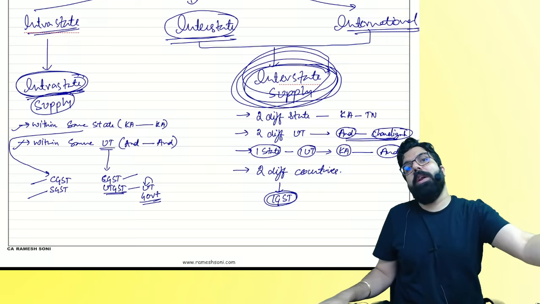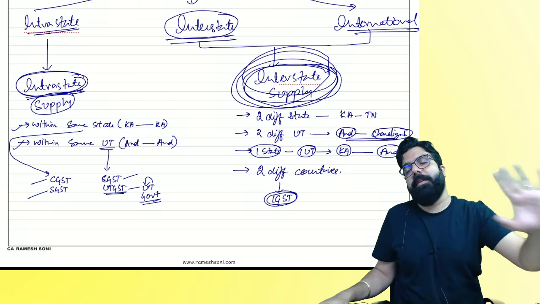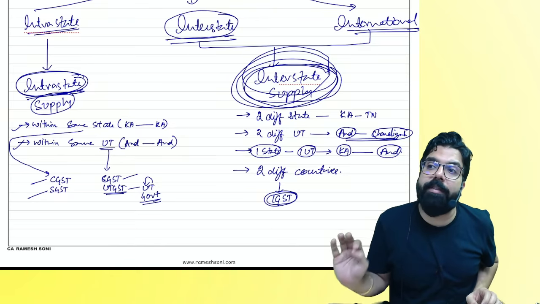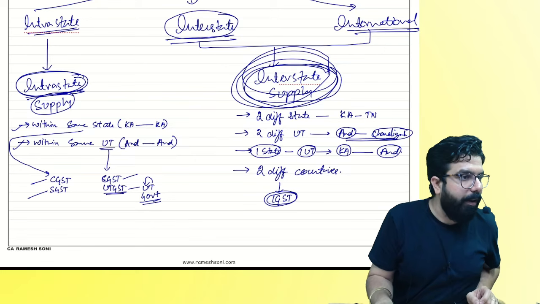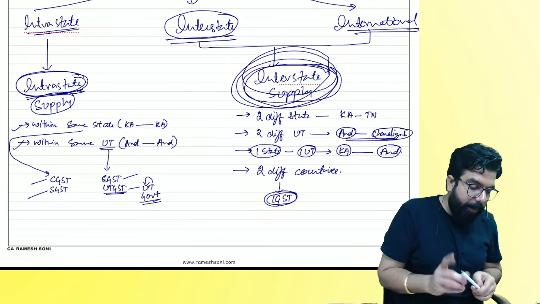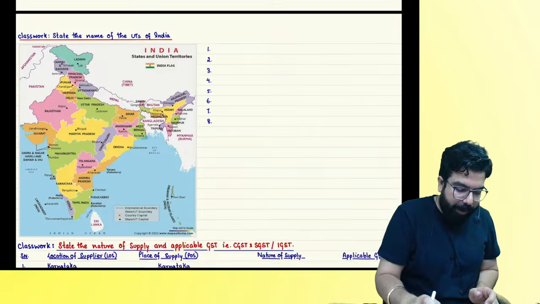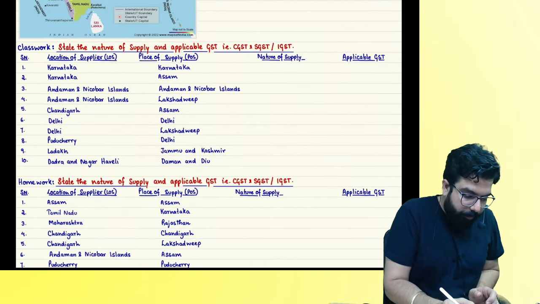And one country to another country? Interstate. Are we clear, everyone? And what will always be charged? IGST. Do you guys agree with me? Chalo, I'll ask you some examples. You tell me the answer and then we'll go ahead.